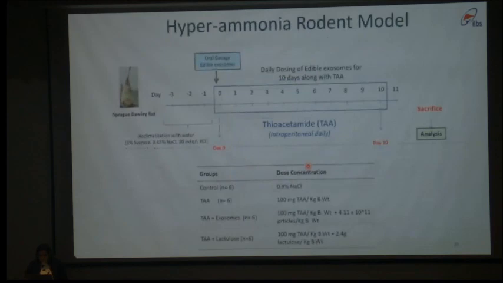For this we used a thioacetamide hyperammonemia rat model. The thioacetamide was given for 10 days, and the daily dosing of edible exosomes was 10 to the power 11 exosomes every day. We had 4 different groups: one thioacetamide alone, one with the edible exosomes, and as a control we used lactulose.